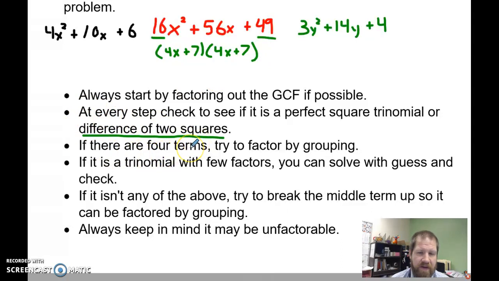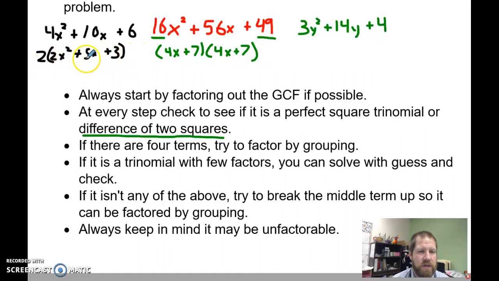If you have 4 terms, factor by grouping should be the go-to. If it's a trinomial, so you have 3 terms, and it has just a few factors, you can solve it with guess and check. So if I had factored this one by my greatest common factor, which would be 2, I'd have 2x squared plus 5x plus 3, and I pulled out my 2. 2 is prime, 3 is prime, so I've only got 2 factors with each, so this should be a pretty easy one to guess and check.